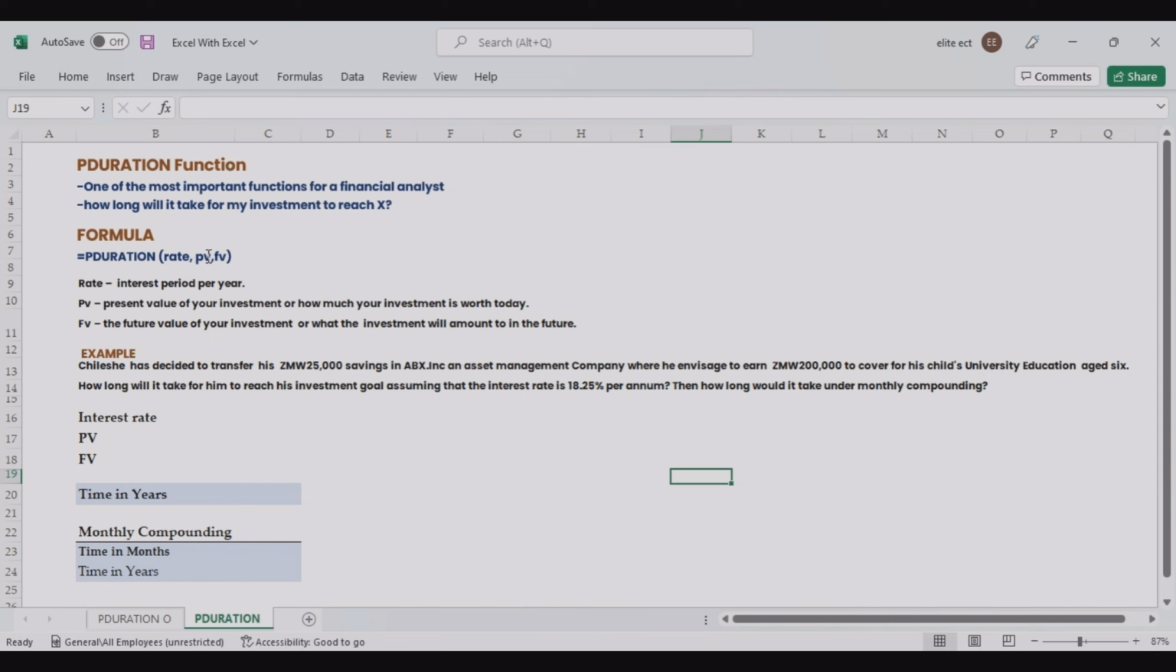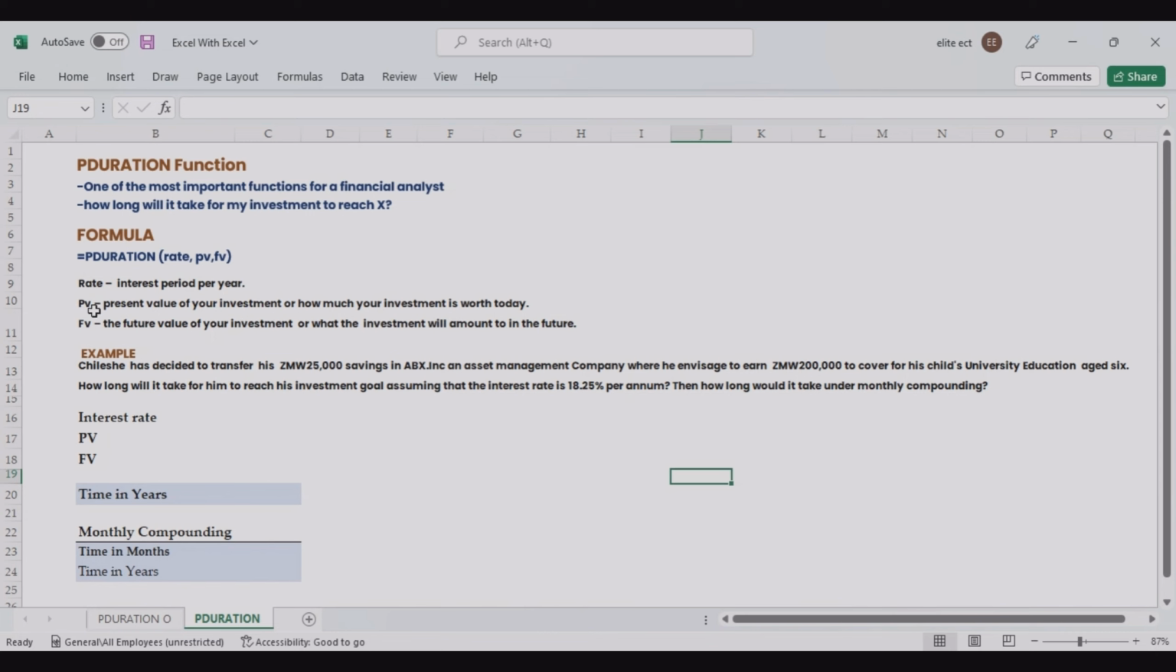The function has three key inputs, or arguments. The first one is the interest rate, the interest rate in a given period. That period could be monthly, quarterly, or annually. We need to know that input, and it should be in percentages.